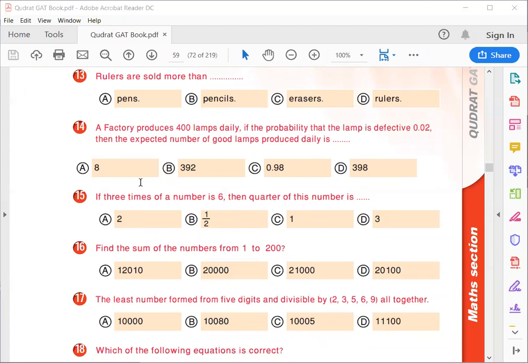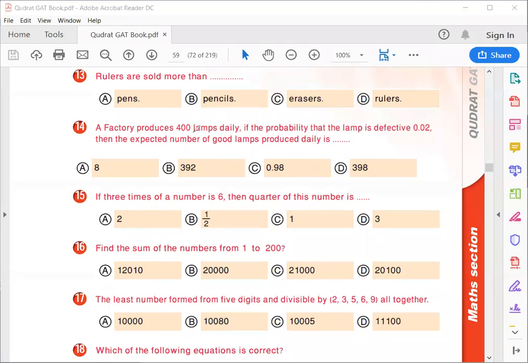A factory produces 400 lamps daily. If the probability that the lamp is defective is 0.02, then the expected number of good lamps produced daily is what? How do I find the answer?